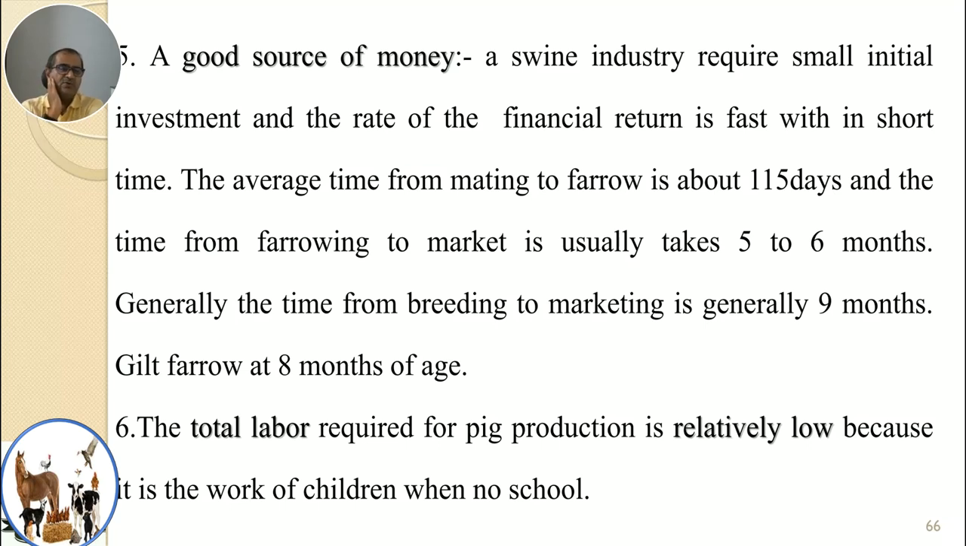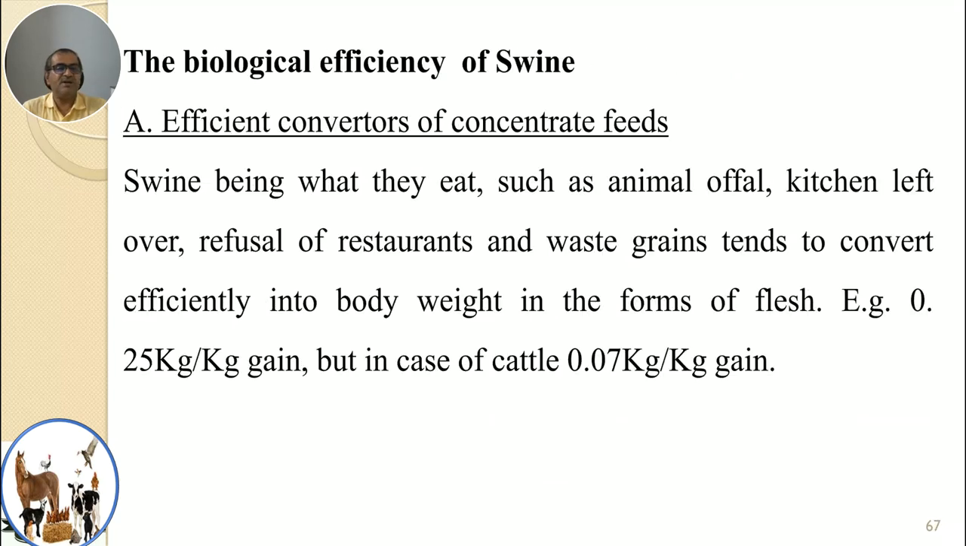So, gilts farrow at 8 months of age, and farrowing means the process of labor. Then the total labor required for pig production is relatively very low when compared to other animals like cattle, because it is the work of children with no school, especially in underdeveloped countries like Ethiopia and certain parts of the northeastern states of India.